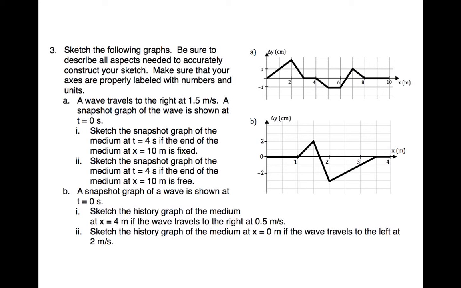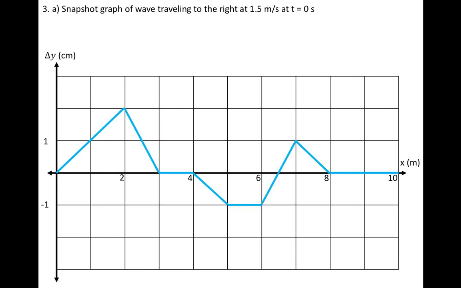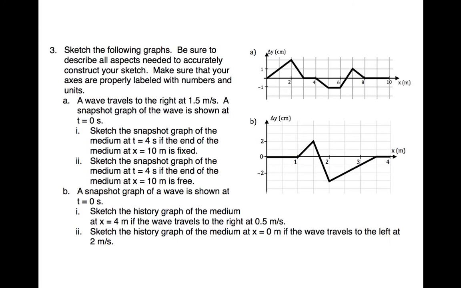So letter A: a wave travels to the right at 1.5 meters per second. The snapshot graph of the wave is shown at t equals 0 seconds. For the first part, it asks to sketch the snapshot graph of the medium at t equals 4 seconds if the end of the medium at x equals 10 meters is fixed. So this is our graph for A, as shown here. It's this graph right here.